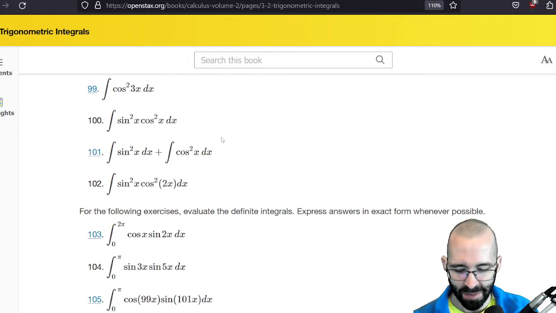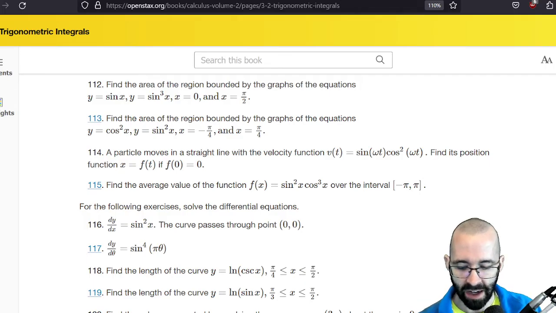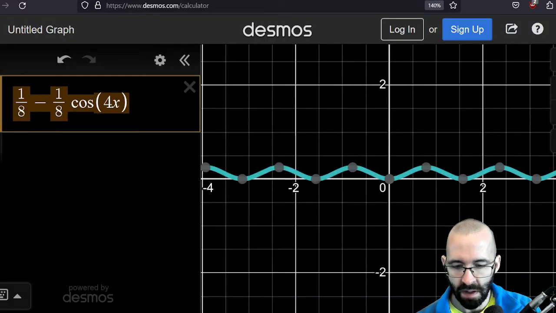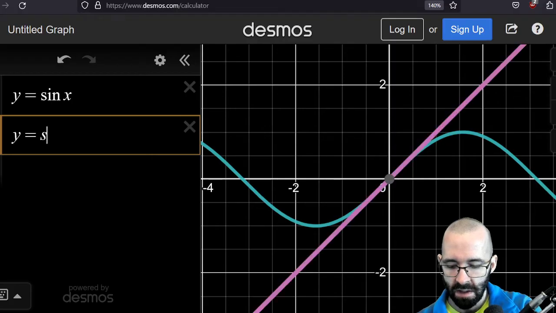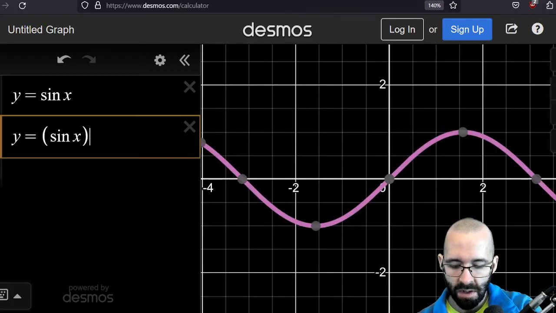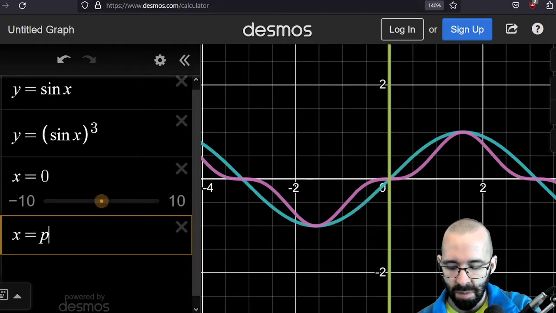All right, 112. A lot of times I get surprised and problems are nastier than I thought. But find the area of the region bound by these graphs. So very important that we identify the right area. Sine cubed from 0 to pi over 2. Sine of x, sine cubed, x equals 0, x equals pi over 2.